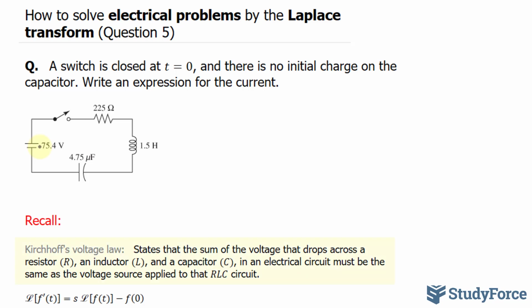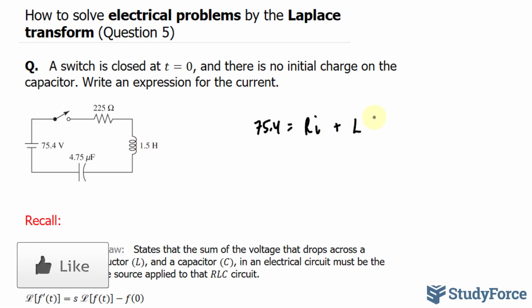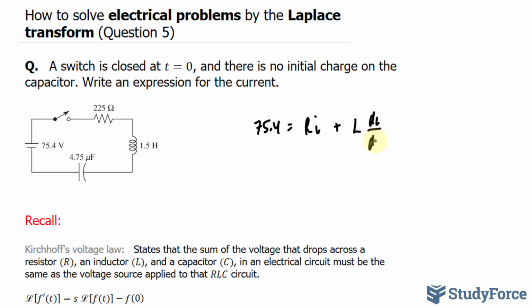Now, according to Kirchhoff's law, which is stated right here, the sum of the voltage that drops across a resistor, an inductor, and a capacitor, we have all three here, in an electrical circuit must be the same as the voltage source applied to the RLC circuit. That being said, we have 75.4 equal to the voltage drop here, which I'll represent as resistance times the instantaneous current, plus the inductance times the rate of change of the current with respect to time, plus 1 over the capacitance times the integral between 0 and t of I dt. The equation that you see right there is a differential equation that represents this RLC circuit.